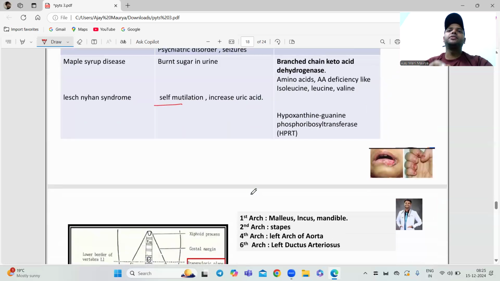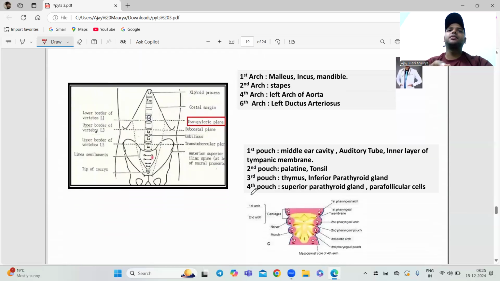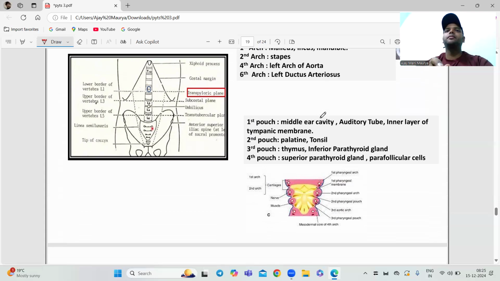You know? The next one, guys, see here. This is from anatomy. You have to remember the arches. From embryology, this is the first arch: malleus, incus, mandible. Second arch, and so on. Fourth arch, you will get the left arch of the aorta. For the fifth one, you will get the left ductus arteriosus.